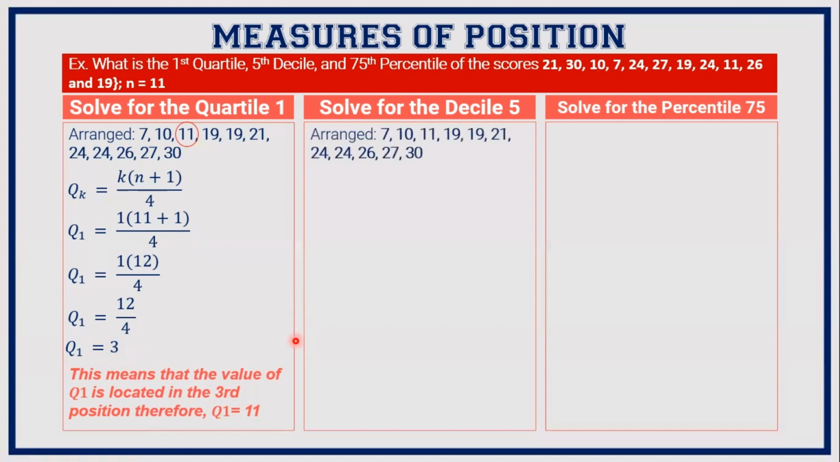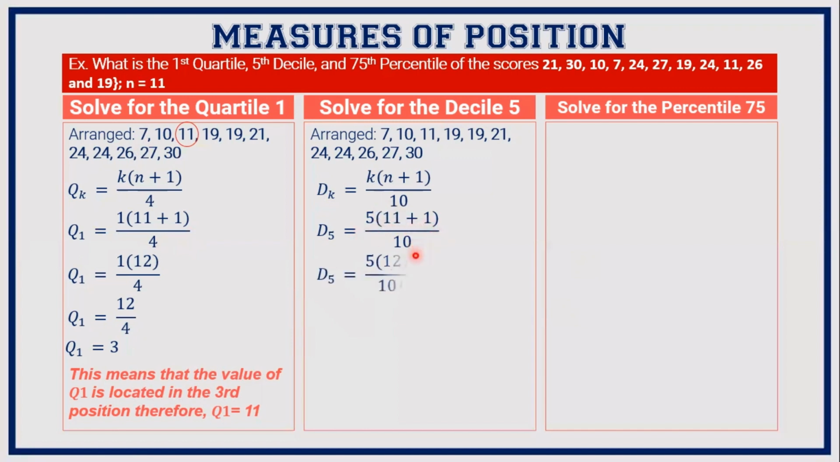Again, arrange the data and apply the formula for finding the decile of ungrouped data. D sub k equals k times the quantity of n plus 1 all over 10. Since we want to solve for the decile 5, then we substitute 5 into our k. So we have here D sub 5 equals 5 times the quantity of n plus 1. So our n is 11. So we have 11 plus 1 over 10.